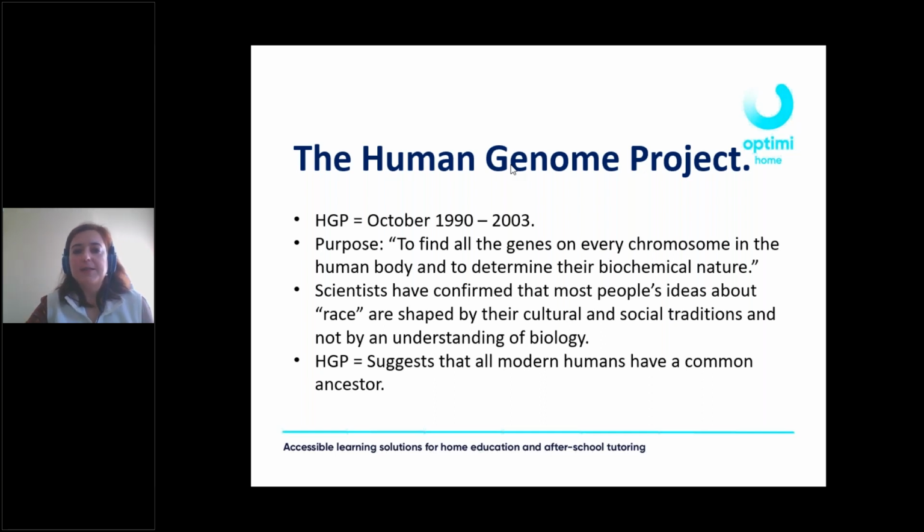Now, between 1990 and 2003, there was actually the Human Genome Project. Now, during this time, the purpose of this research was to find all the genes on every chromosome in the human body and to determine their biochemical nature. Okay. Now, each one of us has a very unique DNA structure. Now, these scientists actually went as far as to study the DNA of a variety of people to see if they could come up with a reason why there are biological differences between people and so forth, just to make it a modern science, but also based on factual content, right?